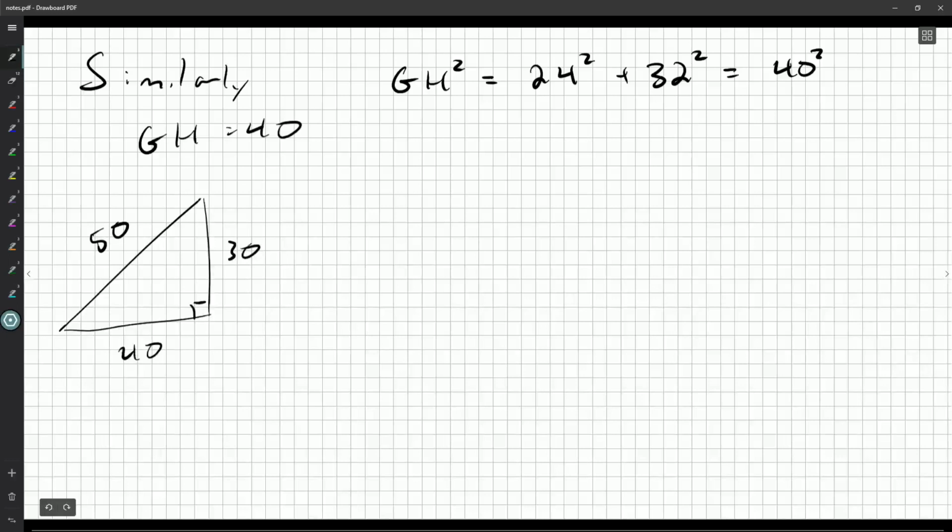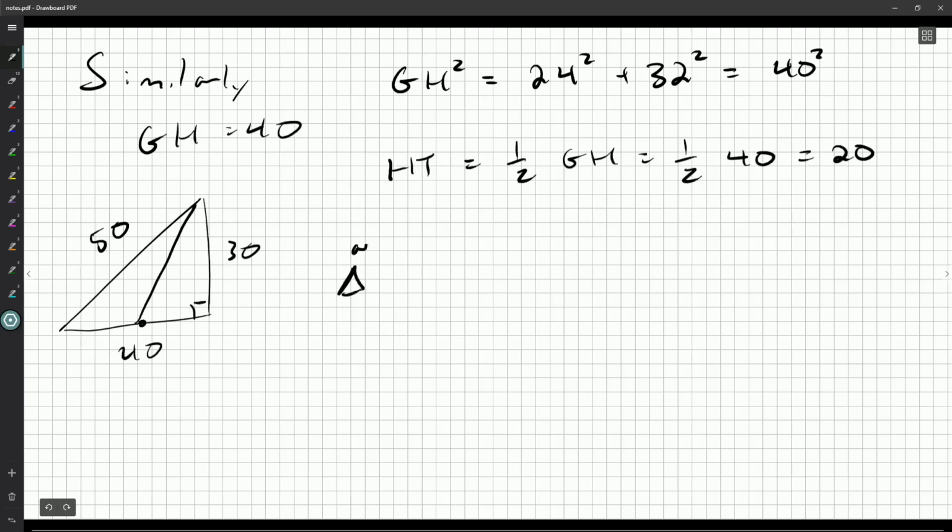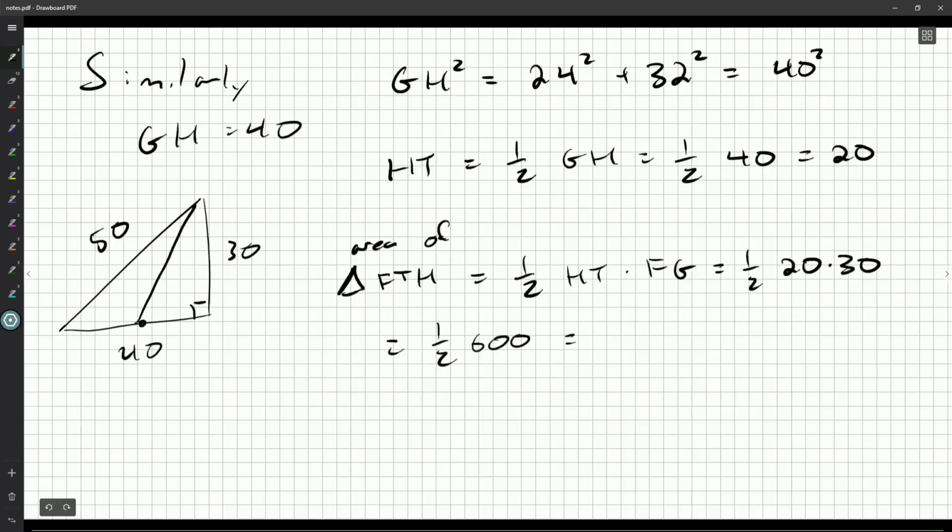Okay, now what do we want? We want to split T here. So, HT is going to be 1/2 GH. So it's 1/2 of 40. That's 20. And then the area of FTH is 1/2 base times height. So we'll have 1/2 of 20 times 30. And that'll be 1/2 of 600.